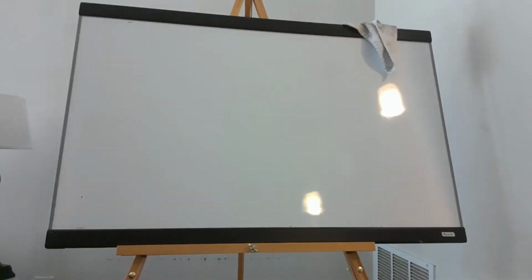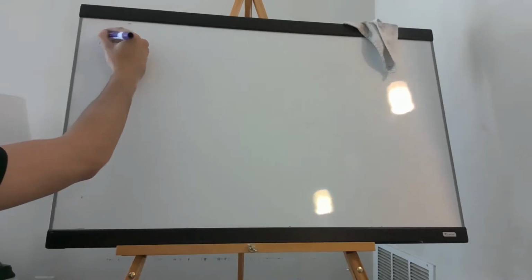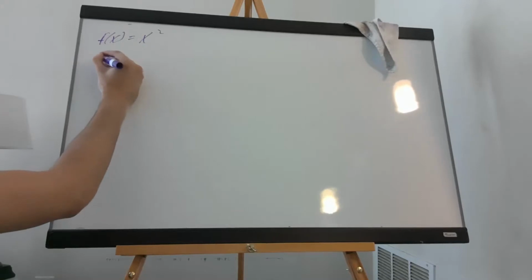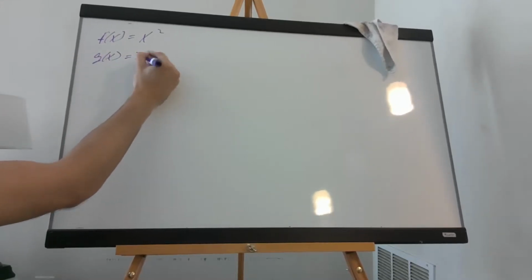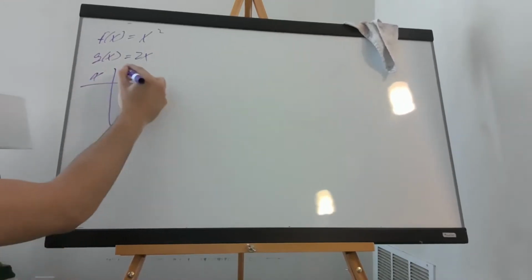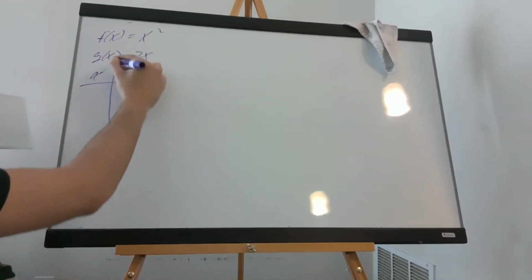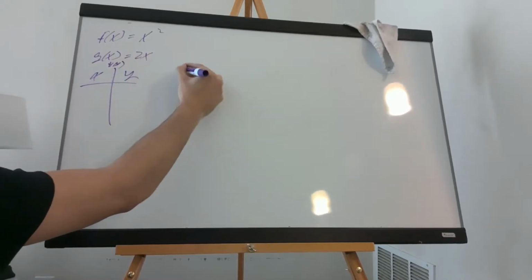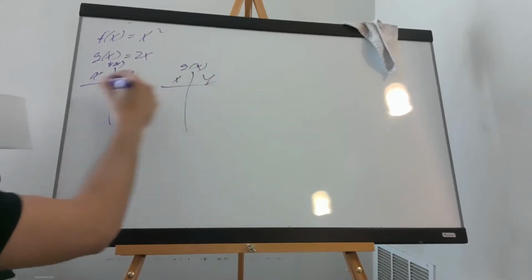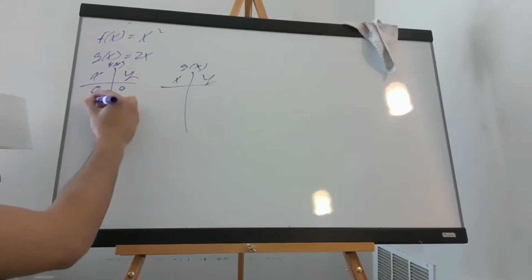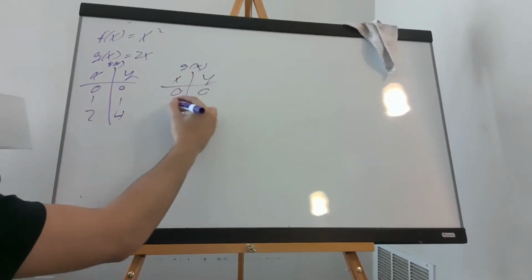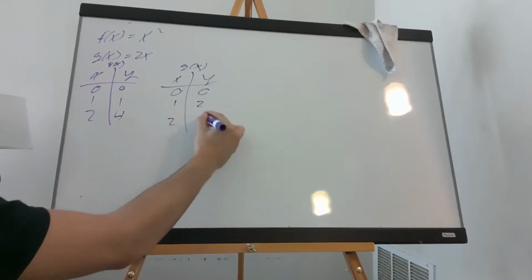So, for example, if we have 2 functions, let's say f of x equals, I don't know, x squared, and g of x equals 2x. So let's draw the table. X, y. So this is for f of x. We'll call this the f of x table, and this is the g of x table. So 0, 0, 1, 1, 2, 4. This is going to be 0, 0, 1, 2, and then 2, 4.